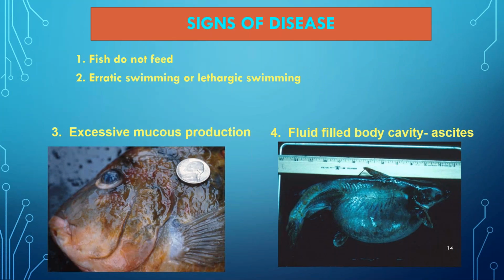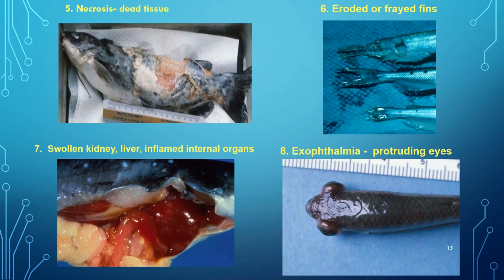So these are the signs of a diseased fish. Particularly, there is a total loss of appetite, or a total stop in the feeding process. The fish do not feed. There is erratic swimming or lethargic swimming, and they try to seclude themselves from the rest of the shoal. Next is excessive mucus production. I have supplemented with pictures.